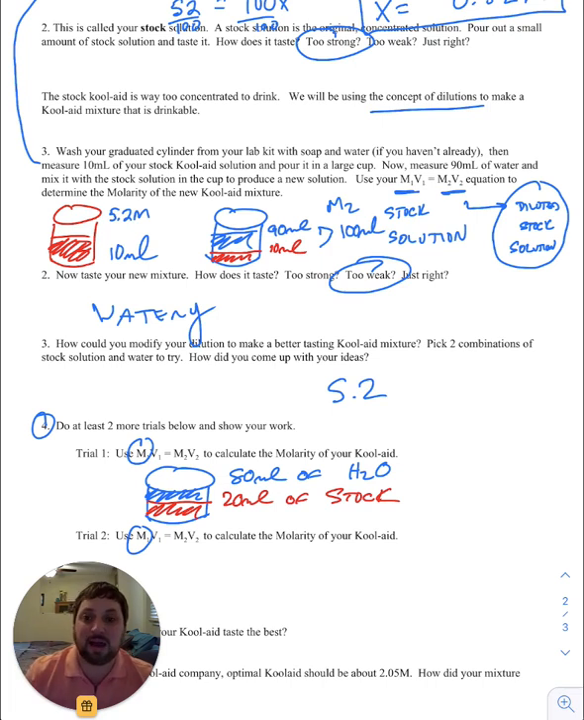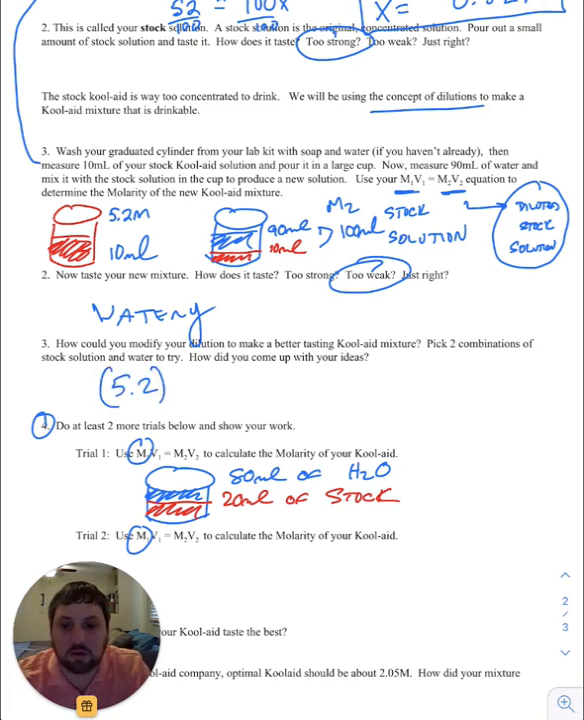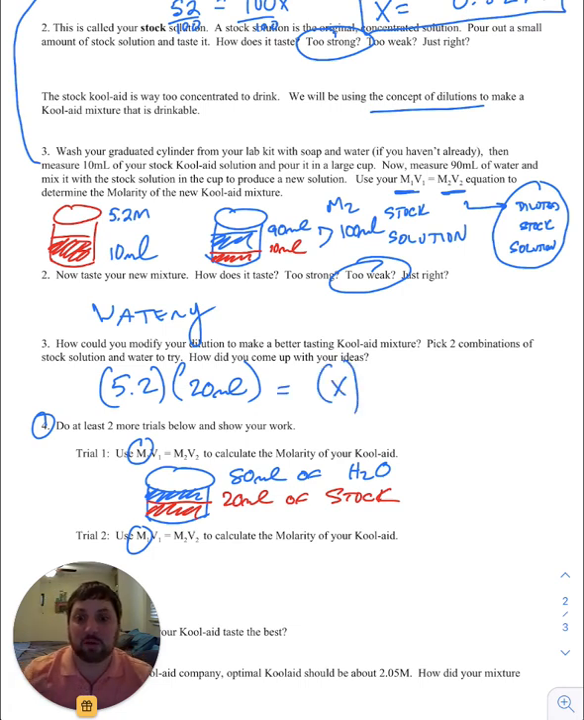Okay, and so again, how would we calculate that? We would use our M1V1 equals M2V2 dilution formula. So let's plug our numbers in. So again, as I said, our M1 is 5.2. It's always going to be 5.2 if we're starting with that stock solution. Instead of 10 milliliters, this time we used 20 milliliters. Okay? And again, I'm solving for my new concentration. What is the molarity of this new solution that I created?